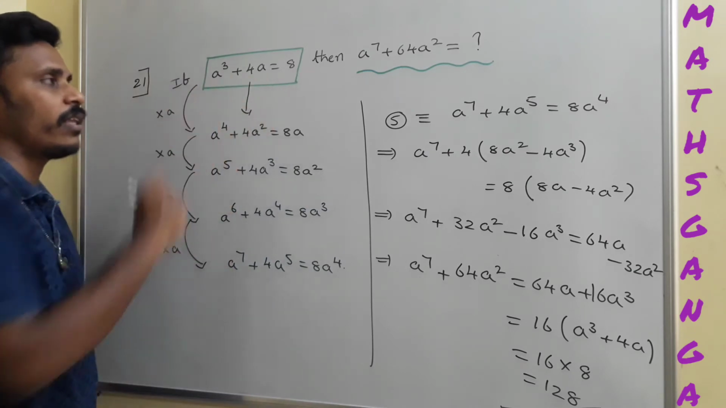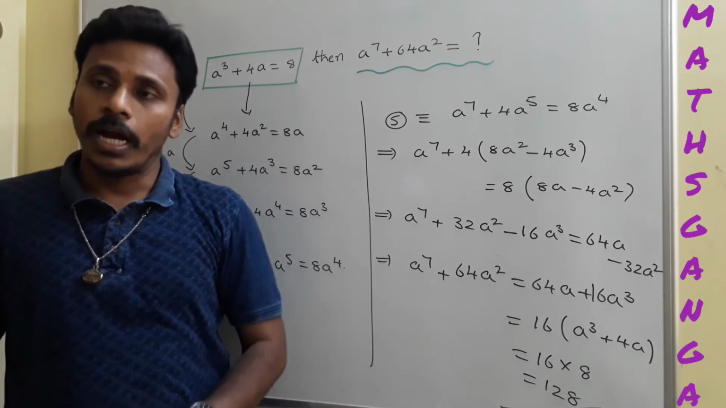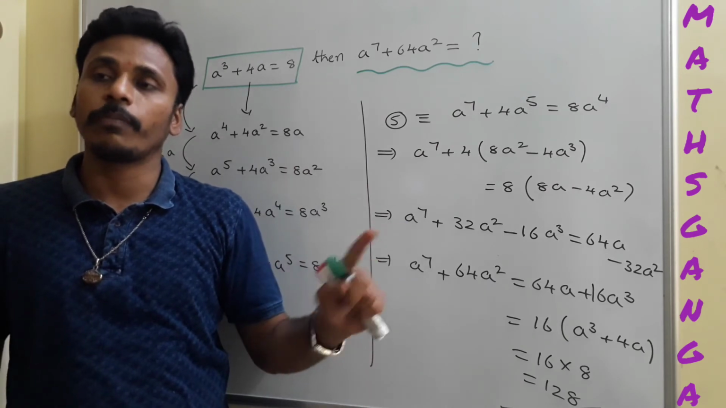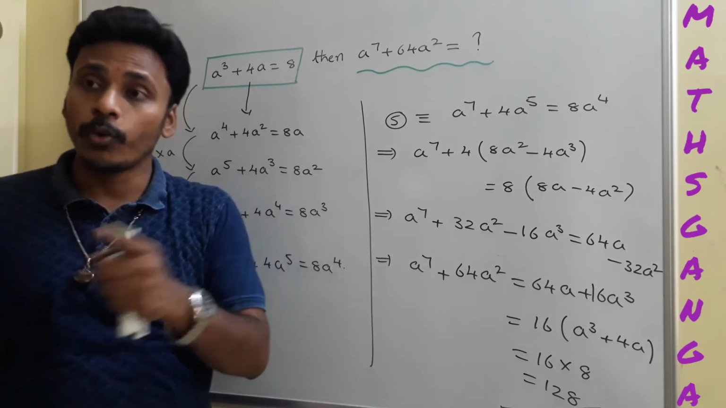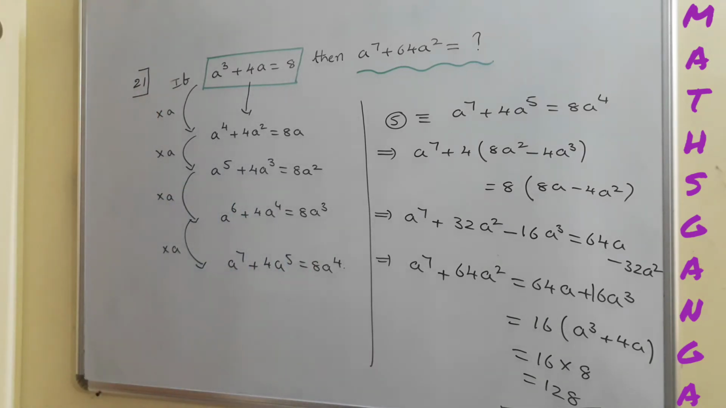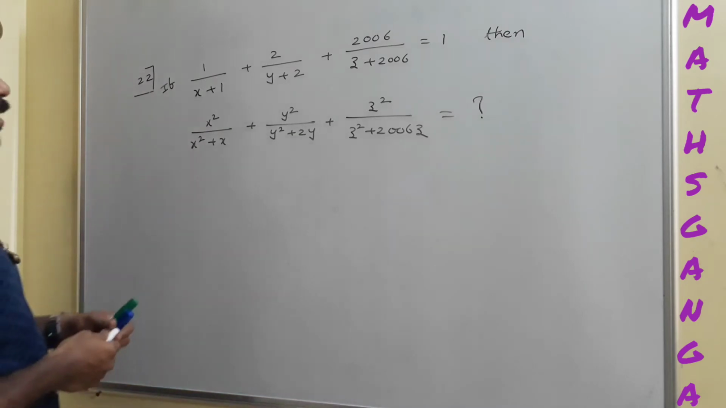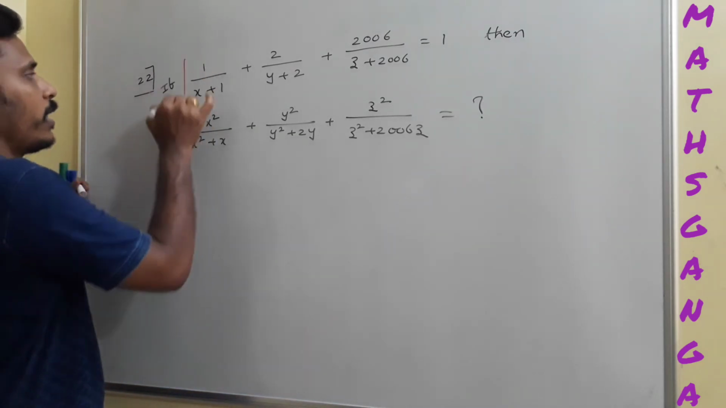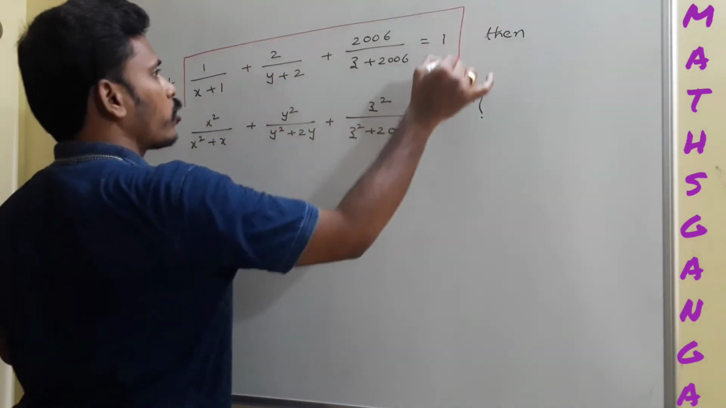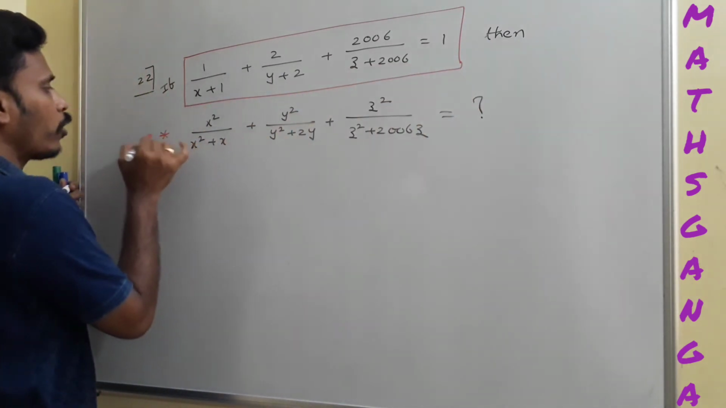This is the given thing, and they ask us to find this particular value. Just have a look. This is a question asked in previous Olympiads, and you have this question in your assignments also. Look at the problem. 1 by x plus 1, 2 by y plus 2, and 2006 by z plus 2006 is given as 1. And we need to find this particular value.